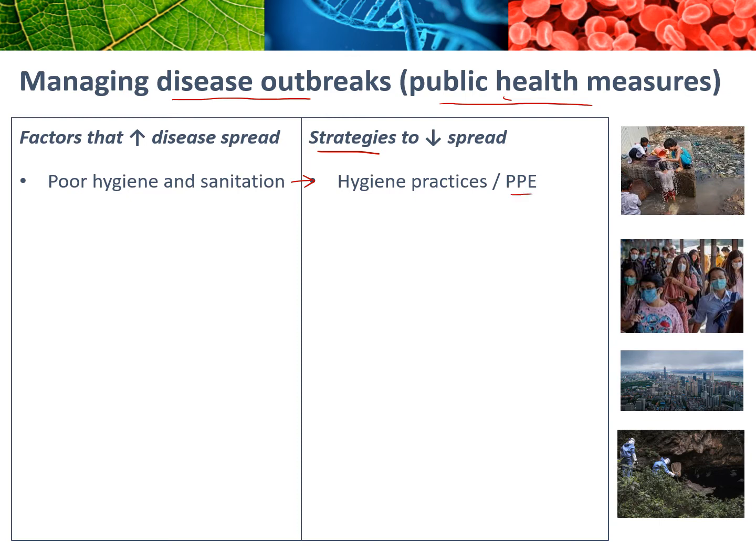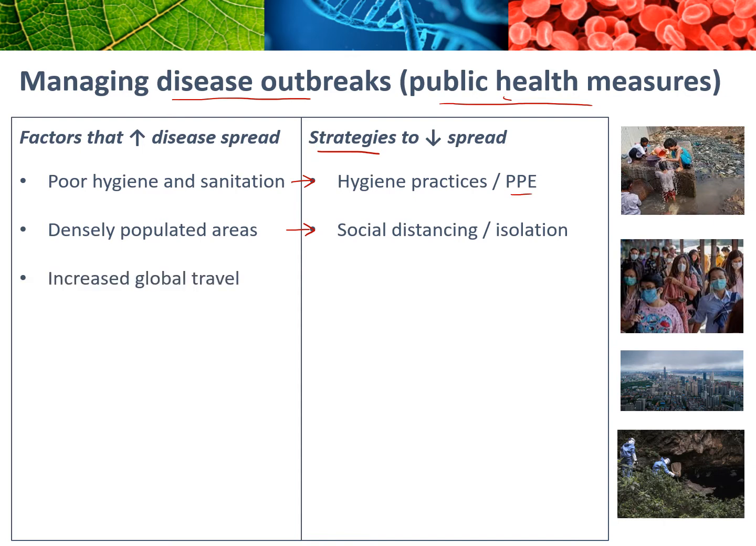personal protective equipment, so things like masks. Having very densely populated areas obviously makes it much easier for pathogens to spread. So that's why things like social distancing and isolation have been brought in those densely populated areas to try and prevent that human-to-human transmission.